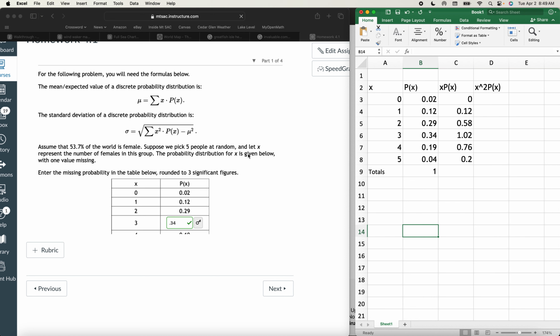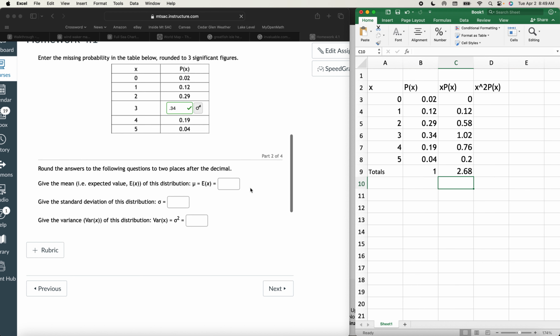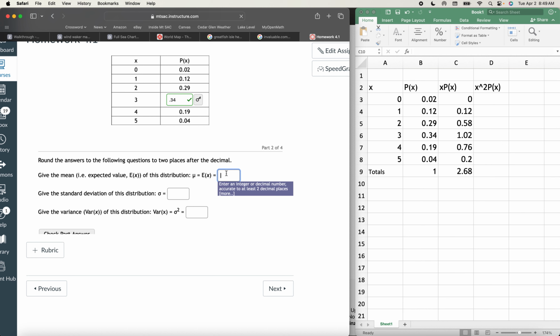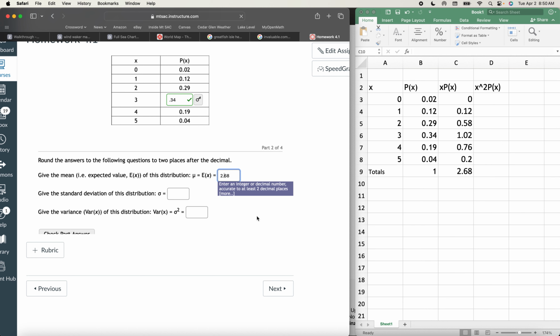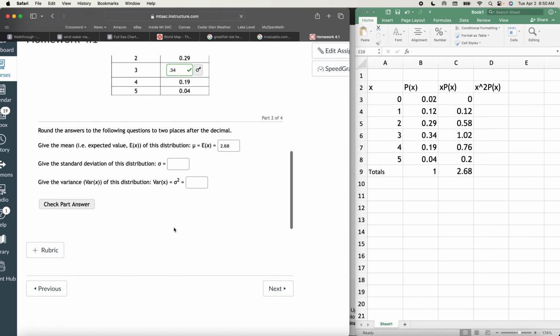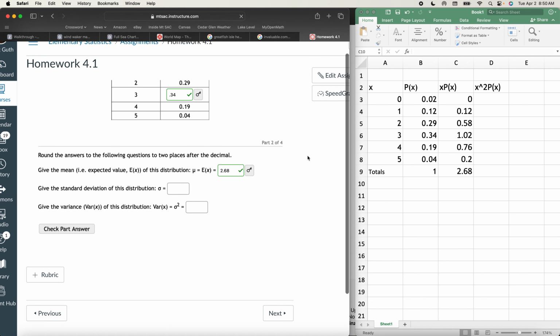And then just as a reminder, for the mean, I've got xp of x here, but I need to sum that up. So over here, I'm just going to put in a command to total those up, like that. And so the sum is 2.68. And so I can go back over here and put that in for the mean, 2.68. Oops, typo. Okay, that should be fine. And I'll go ahead and check that part answer.